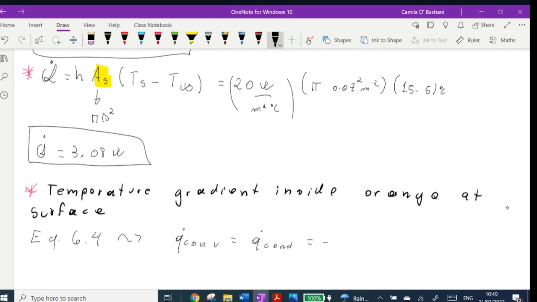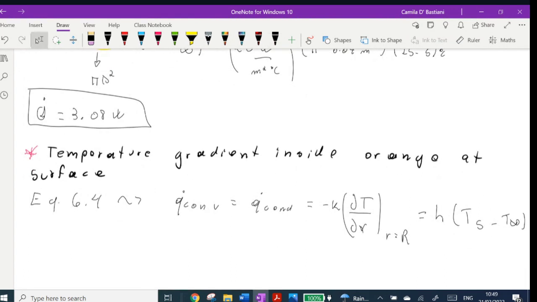That implies that minus K delta T divided by delta Y. In this case, we're going to replace Y by the radius, okay? Because I'm talking here about a circle, a sphere. At my radius equal to the max radius, so at the surface, is equal to heat transfer coefficient, temperature of the surface minus temperature of the air. Okay? Equation 6.4, where my Y is equal to my radius.